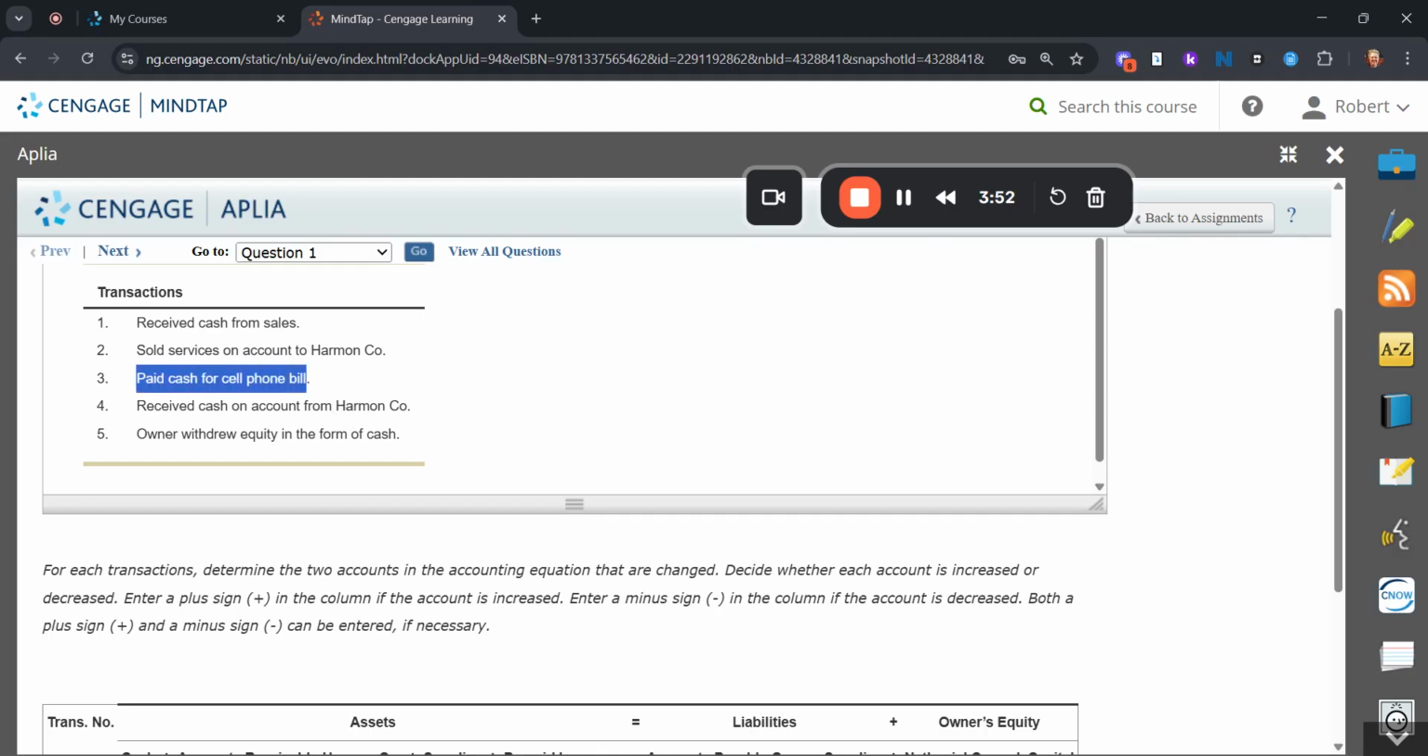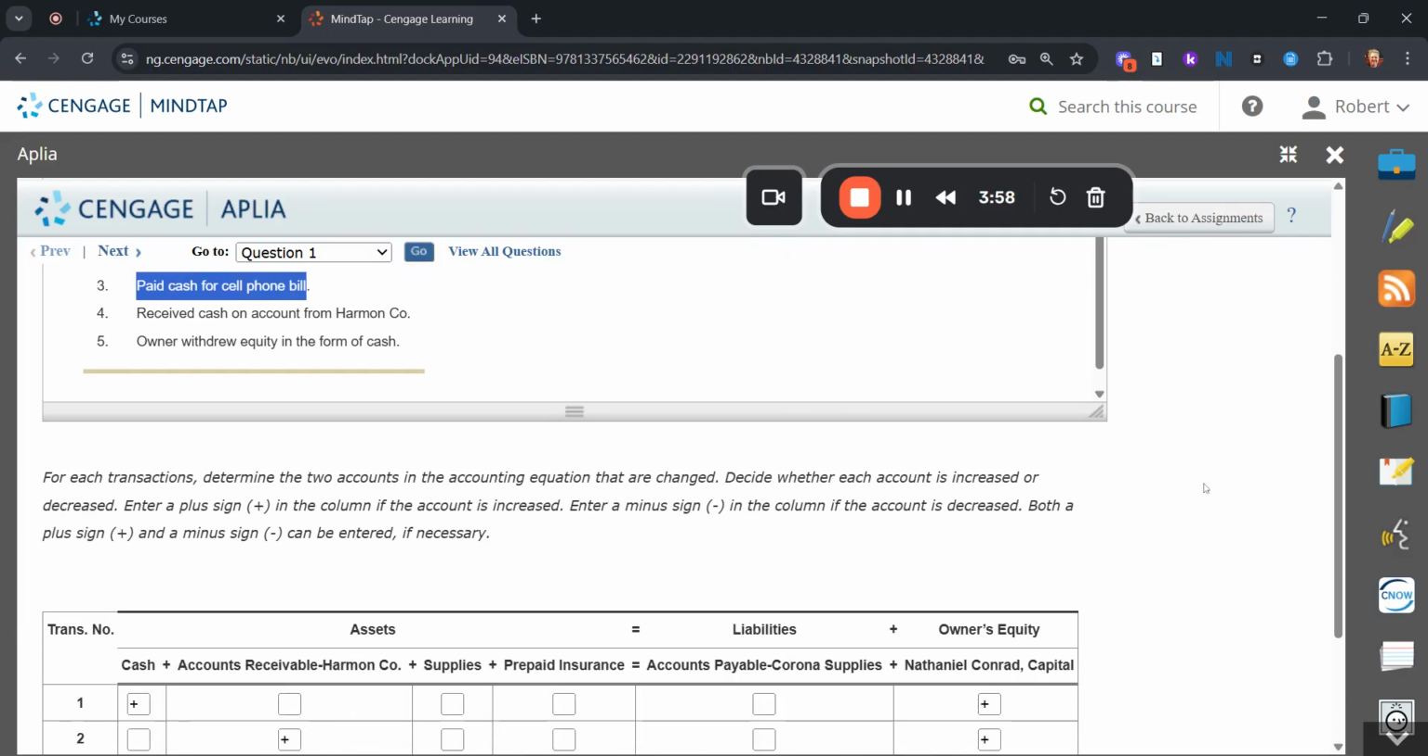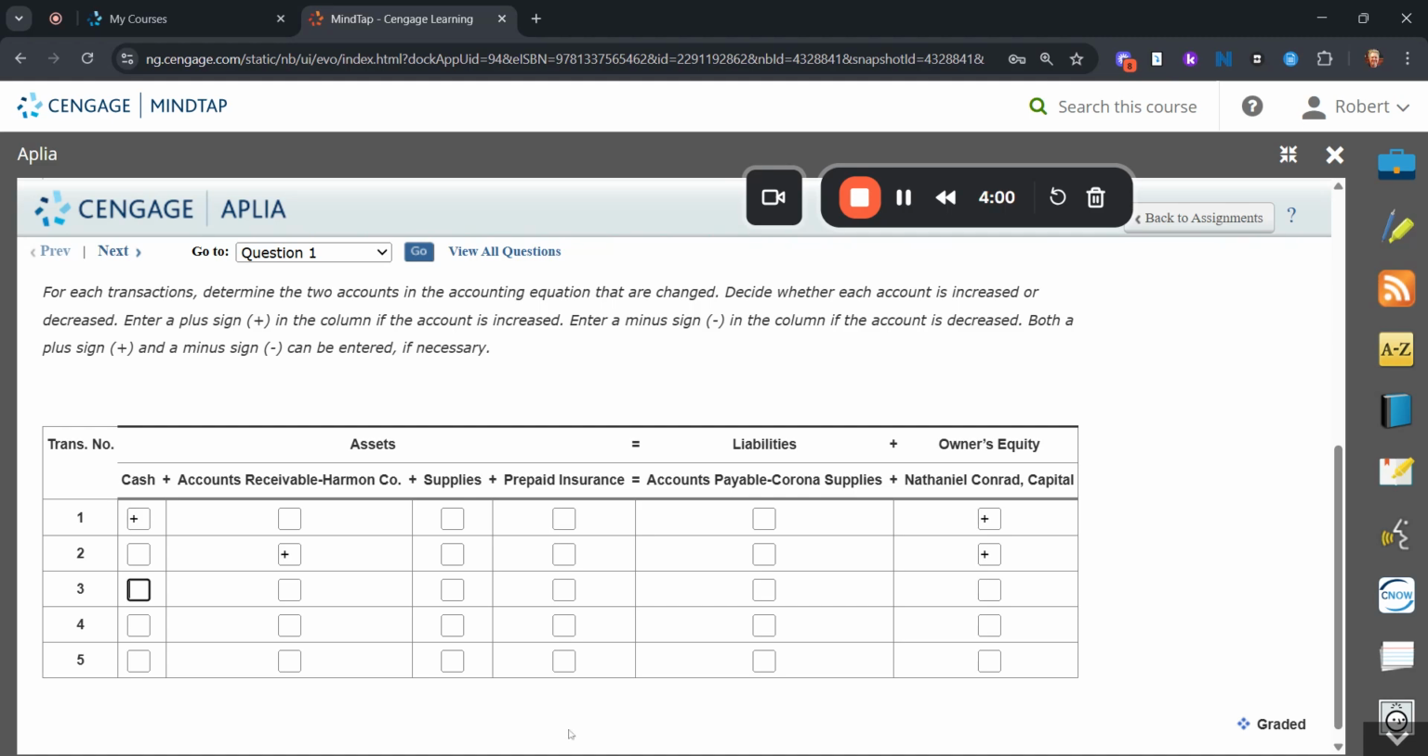Okay, so now the third one, paid cash for cell phone bill. So we paid out cash. We'll put a minus sign for cash. That decreases the value of the business. And that wasn't paid on account. That was just a straight up paid utility bill. So it's an expense. Those expenses also go under owner's equity, since that decreases the value of the business by paying out that cash. We have the minus sign for owner's equity.